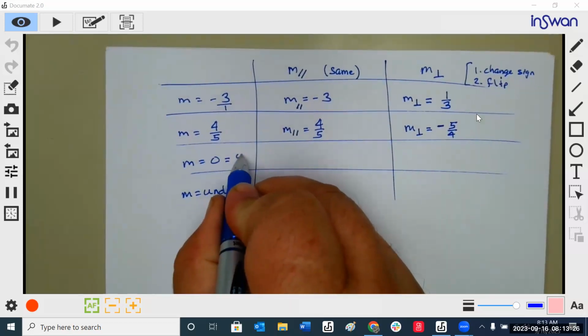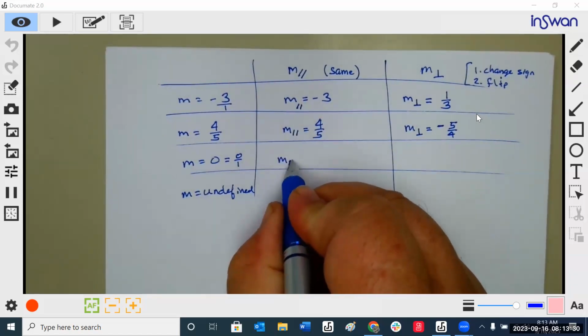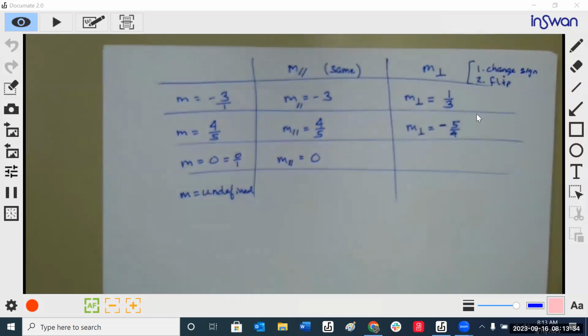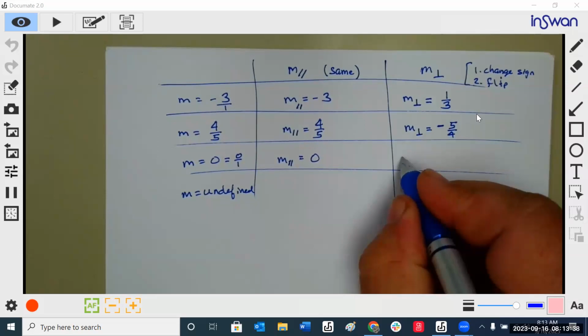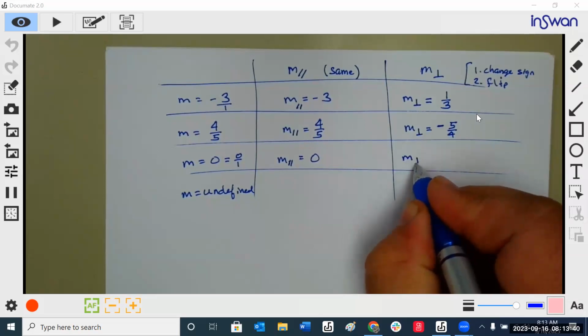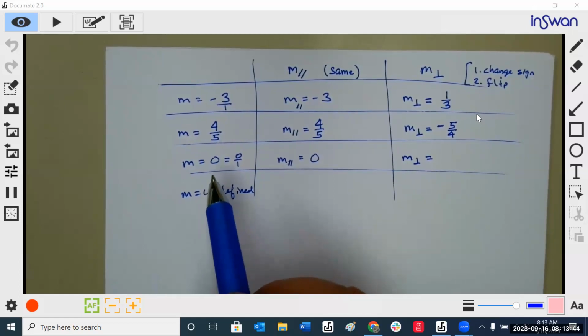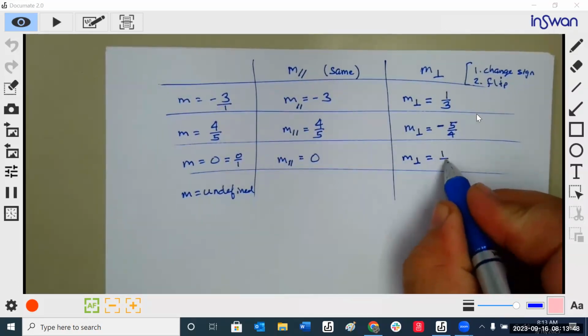Zero is the same thing as 0/1. So the slope parallel is 0. The slope perpendicular, 0 doesn't have a sign, so it can't change a sign. But we can flip it. It becomes 1/0.